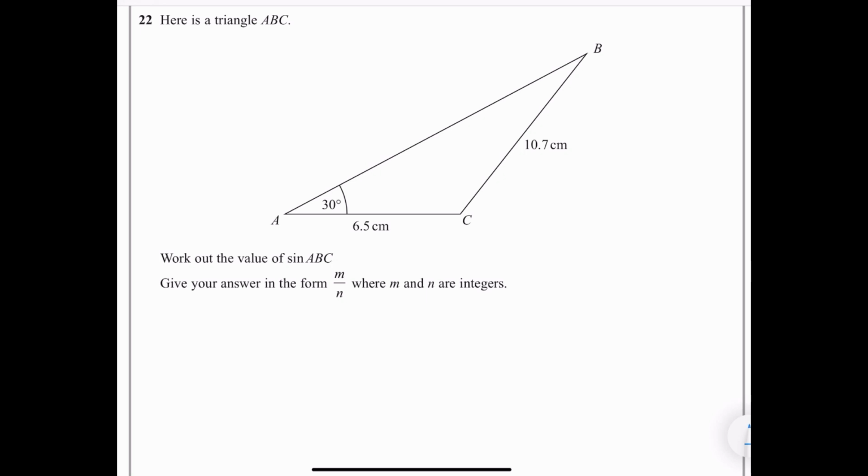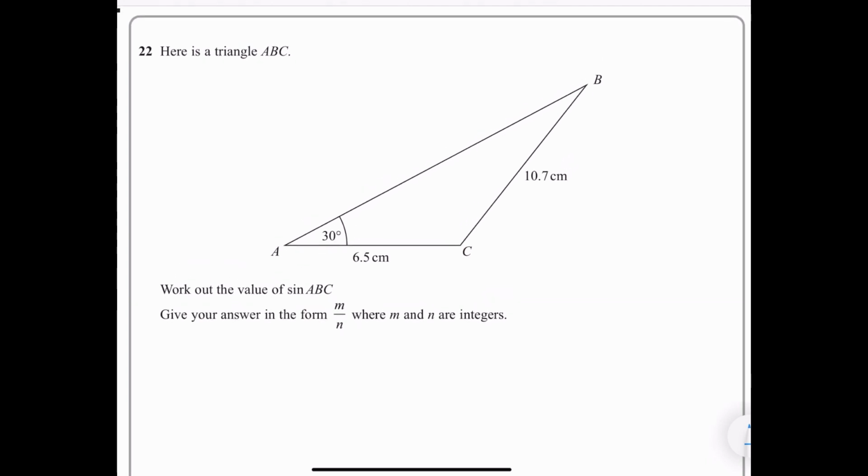Okay, question 22. This is a trig question with a triangle. Let's see, we've got triangle ABC. It's not a right angle triangle.